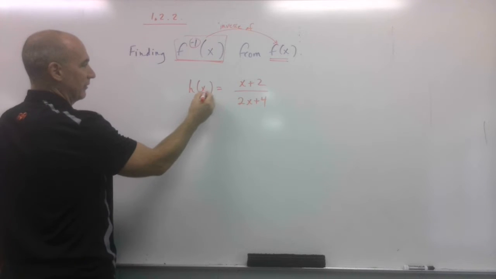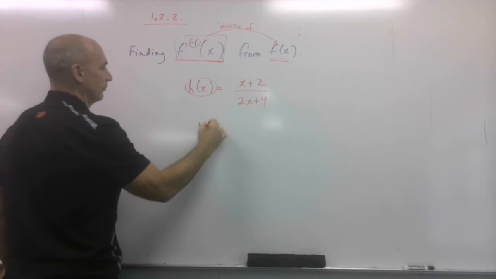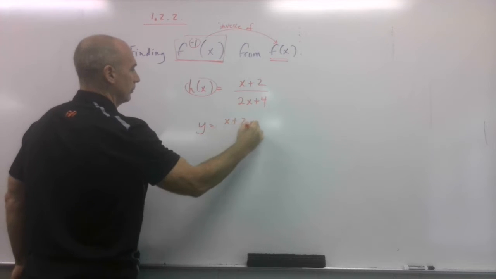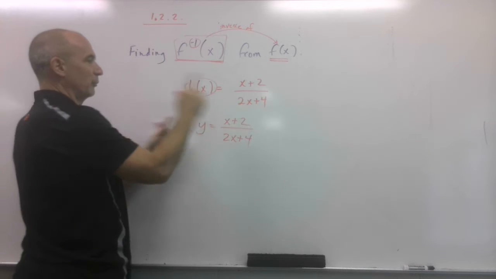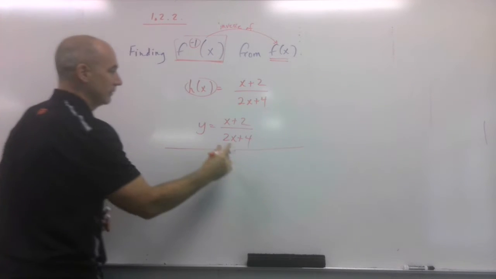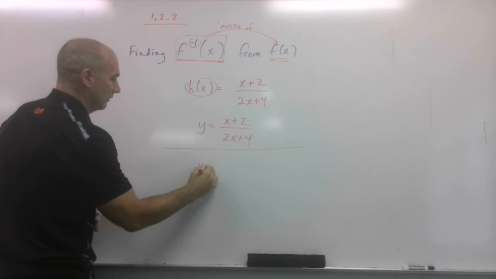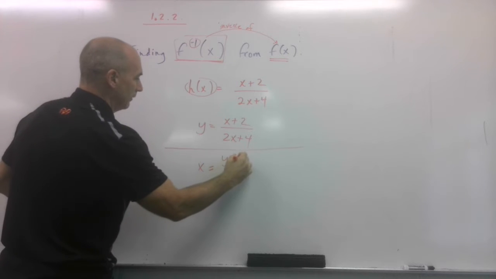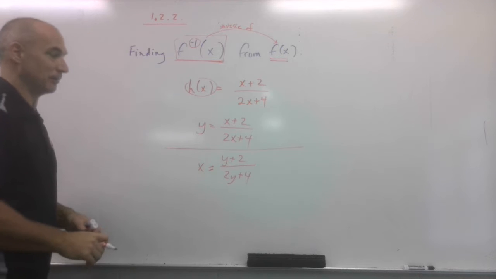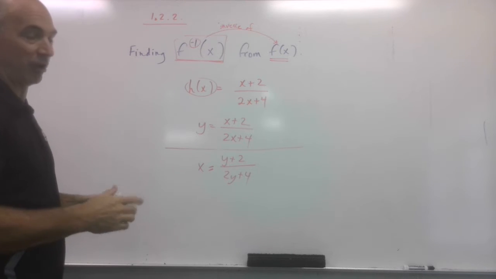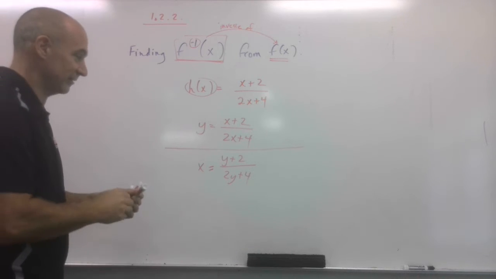So here's h of x. We're just going to first start by substituting in what it equals. And it equals y. Then we do the switcheroo. So I'm going to make this line. And I'm going to go x equals y plus 2 all over 2y plus 4. And now we've got a pretty big job ahead of us. We've got to solve for y. This one's not quite as easy.